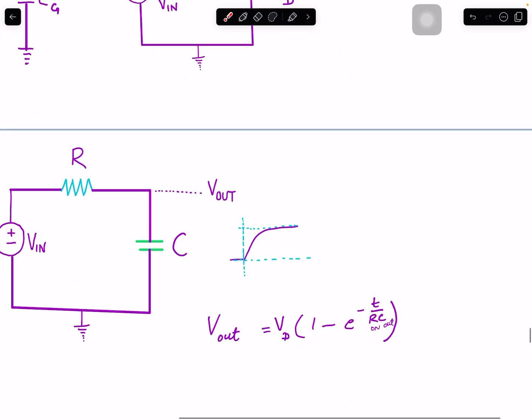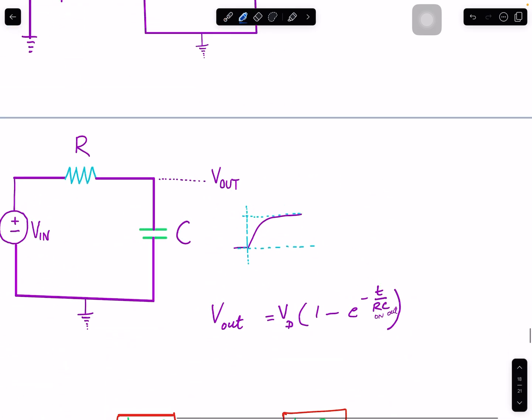When you input a step, the output is just like this one. It starts at 0 and takes a little bit of time to go close to, still it will take pretty long to go to VDD, the supply voltage. That's where the swing is.